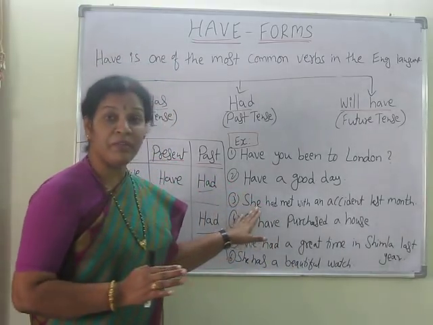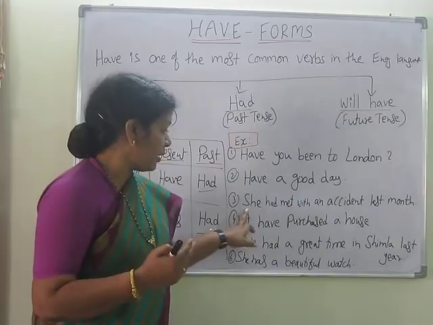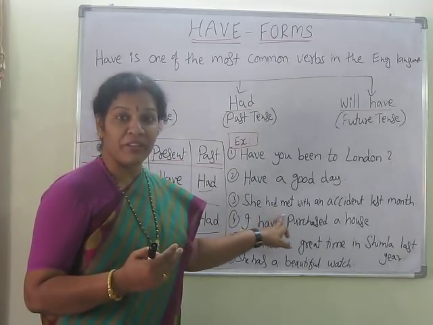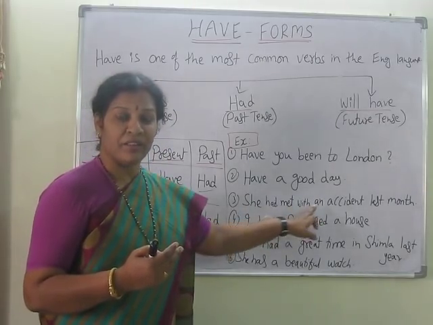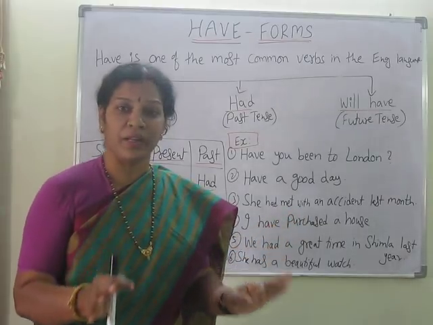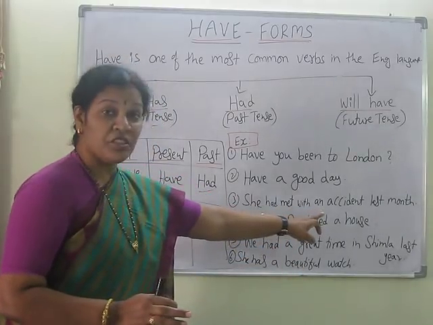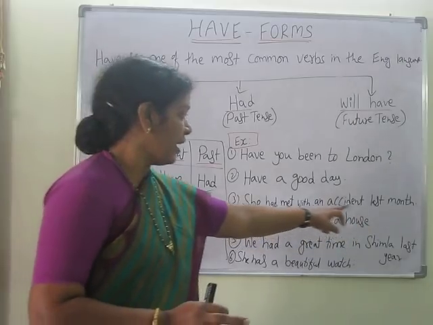Suppose I had met with an accident. I would say I had met with an accident. You had met. Like anything, past tense is had only. So this is the third sentence. She had met with an accident in the last month.